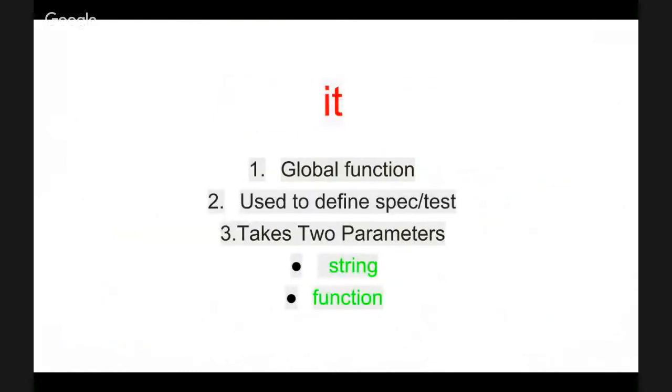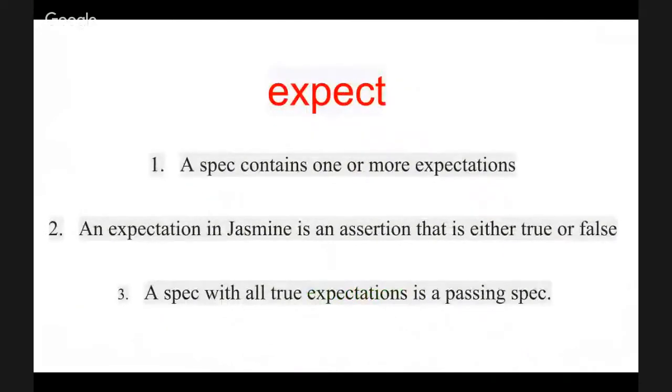Specs are defined by calling the global Jasmine function it, which, like describe, takes a string and a function. The string is the title of the spec, and the function is the spec or test. Expectations are built with a function expect, which takes a value called the actual. It is chained with a matcher function, which takes the expected value. A spec contains one or more expectations that test the state of the code. An expectation in Jasmine is an assertion that is either true or false. A spec with all true expectations is a passing spec. A spec with one or more false expectations is a failing spec.